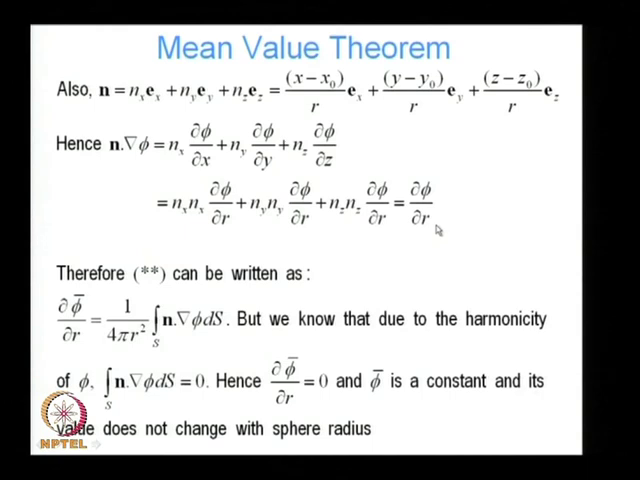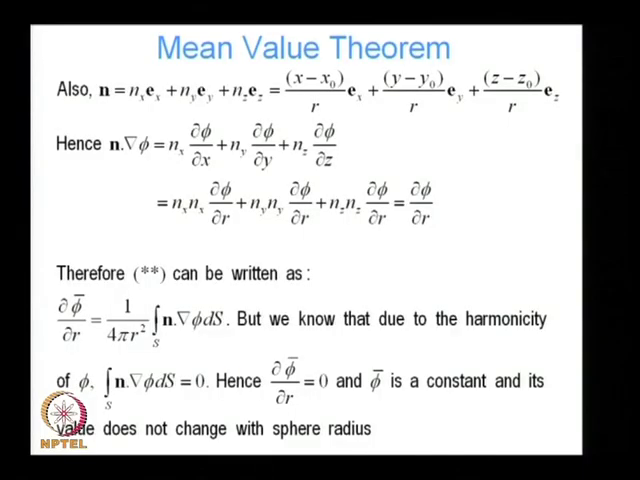So, what this shows is that if I evaluate the gradient on the surface of the sphere and take the dot product of the gradient with the normal to the surface of the sphere, that gives me how phi is varying with the radial distance, right. It gives me del phi del r.